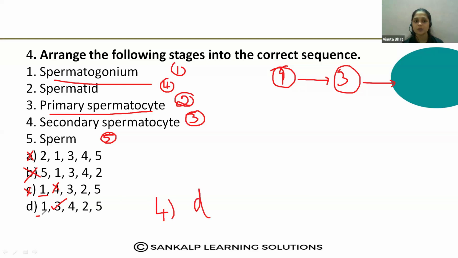That is spermatogonium, primary spermatocytes, secondary spermatocyte, spermatid and sperm. So that is the sequence. Yes, correct answer is D.